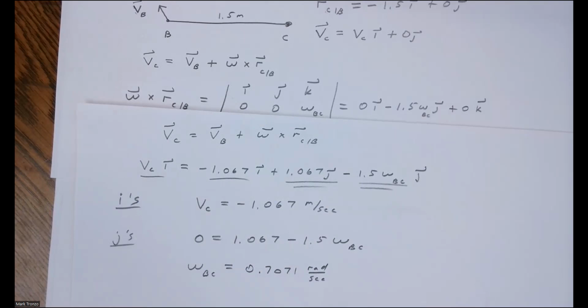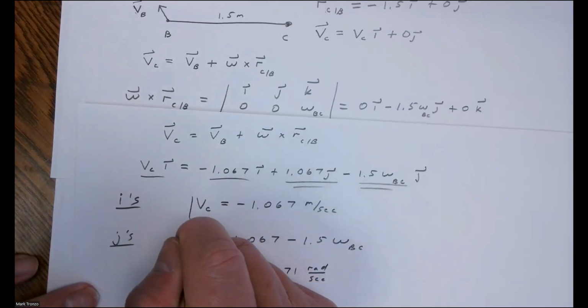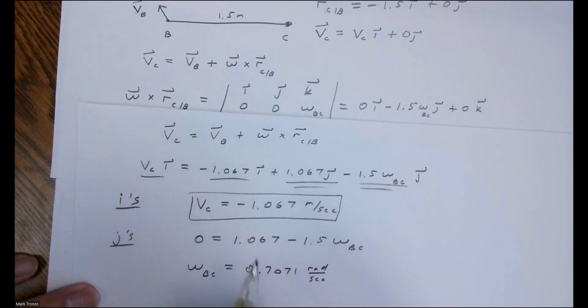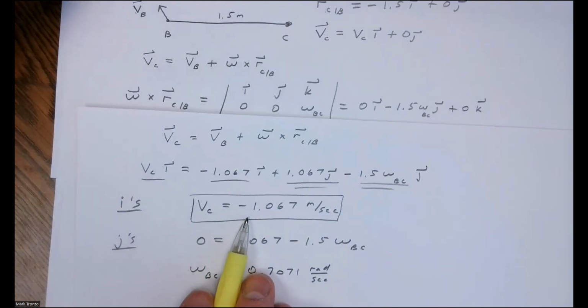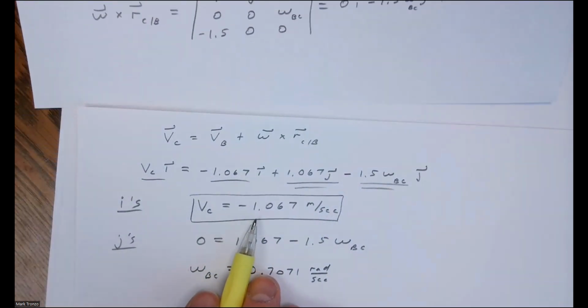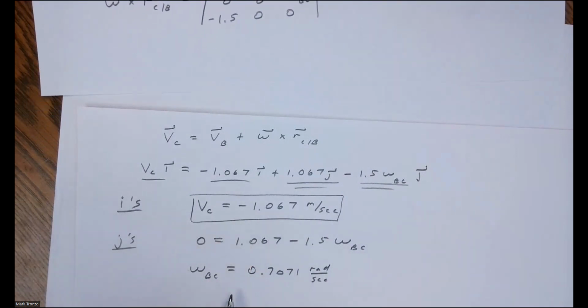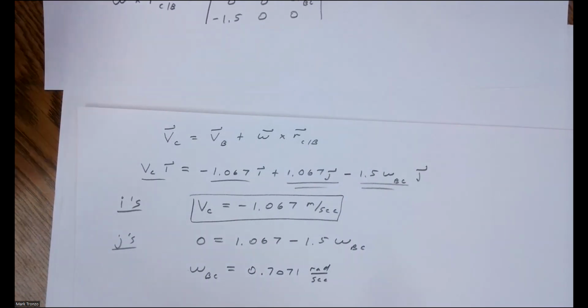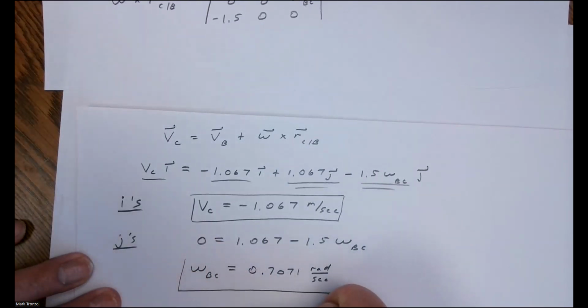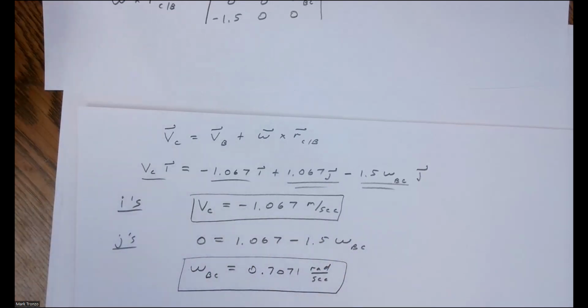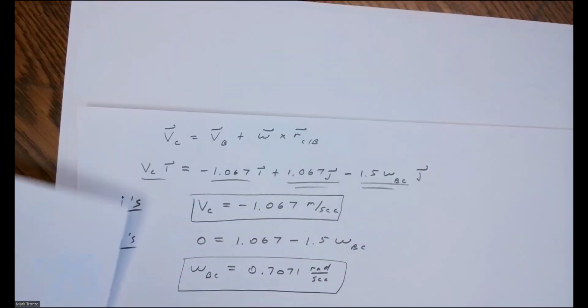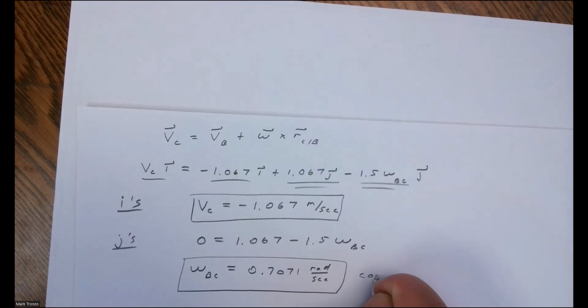So we found the velocity of block C. And because it's negative, that must mean that it's going to the left. And then omega BC was the other thing that we had defined, and that was 0.7071. And because it's positive, this must be counterclockwise.